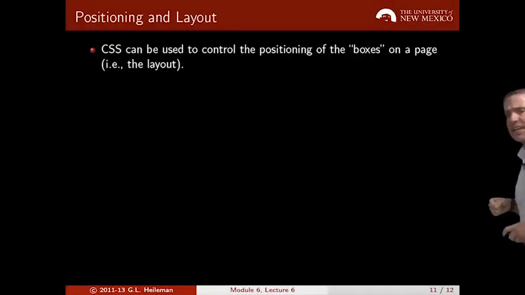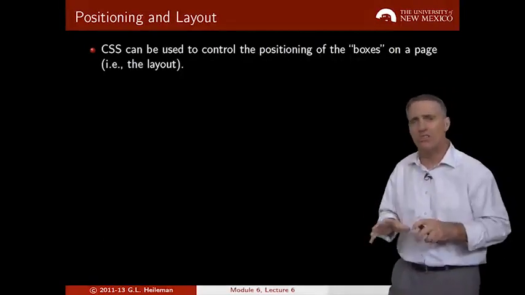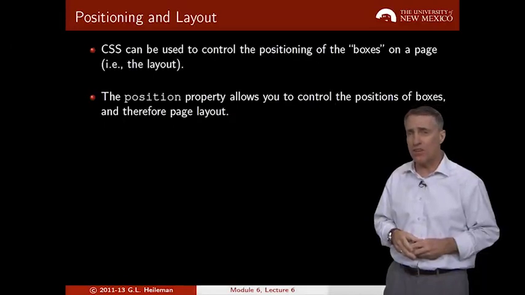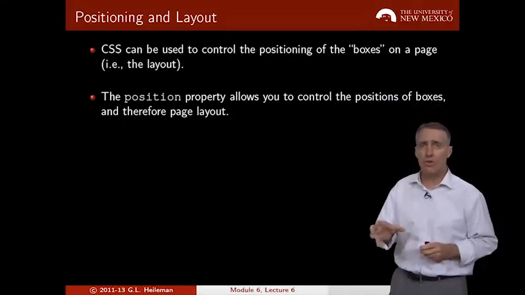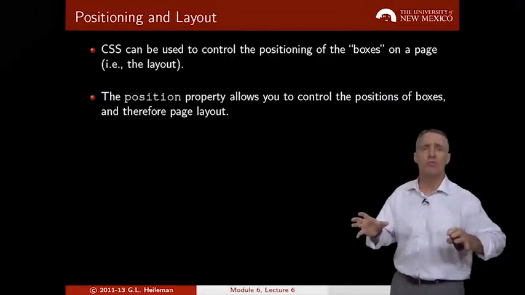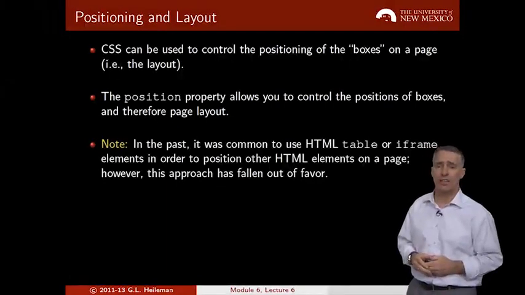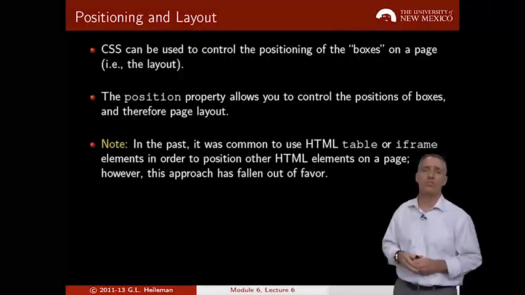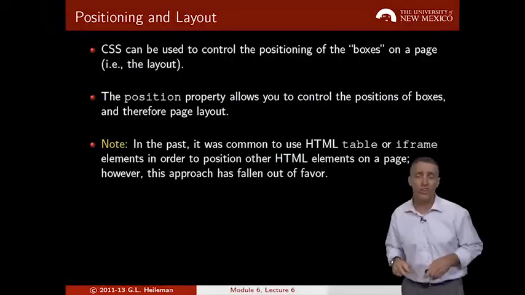Now finally, cascading style sheet rules can be used to control the positioning of these boxes on the page. In other words, the layout of your application. And this is specified using the position property. It allows you to finally control the position of every div, in fact, every HTML element in your document. Now, in the past, it was very common to use tables or iframes to do this positioning, but that's kind of fallen out of favor. It's better to use these positioning properties.